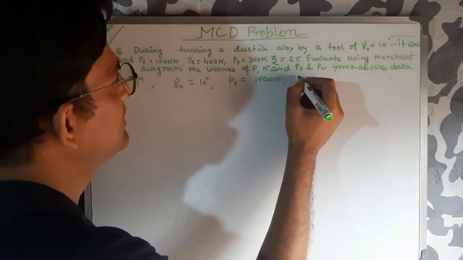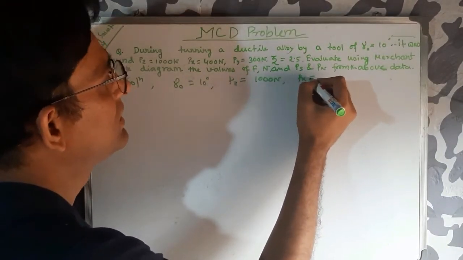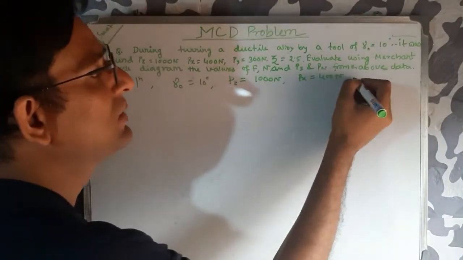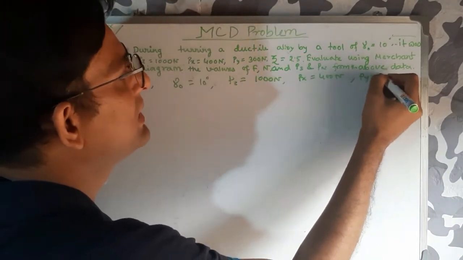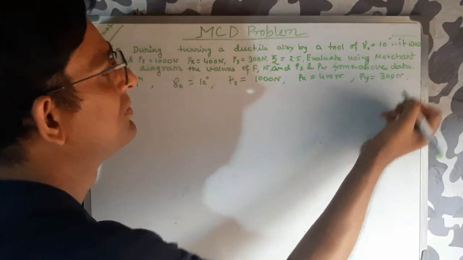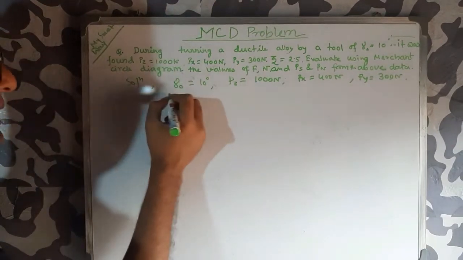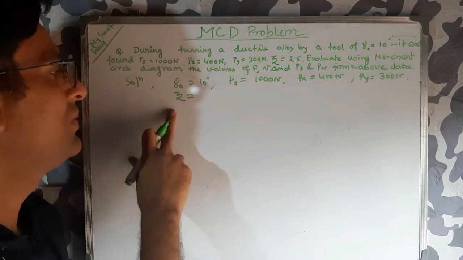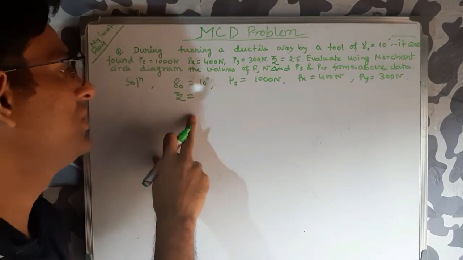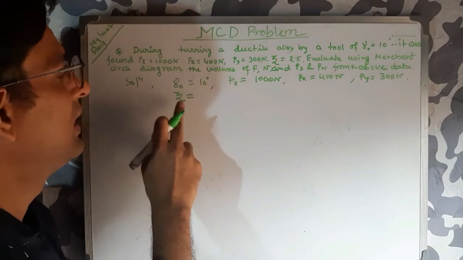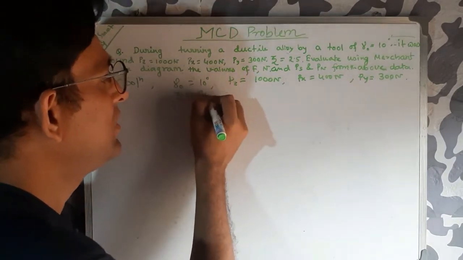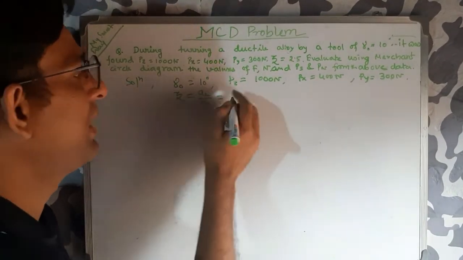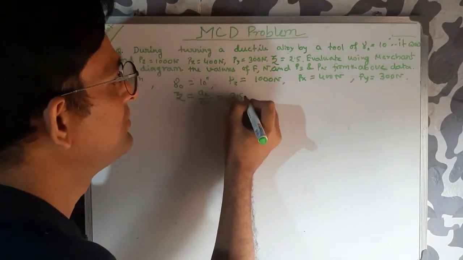Px is the axial thrust. Px is equal to 400 Newton, and perpendicular to Px there is another force, that is Py. It is given as 300 Newton. Zeta, what is zeta? Zeta is the coefficient of chip formation, that is A2 by A1. Zeta is equal to A2 by A1, and that value is given as 2.5.